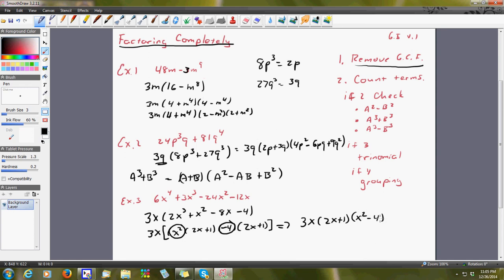But take a look, I'm not done factoring yet, because x squared minus 4 is the difference of perfect squares, and I get x plus 2 and x minus 2. Beautiful, great stuff. Alright, hope you enjoyed that.